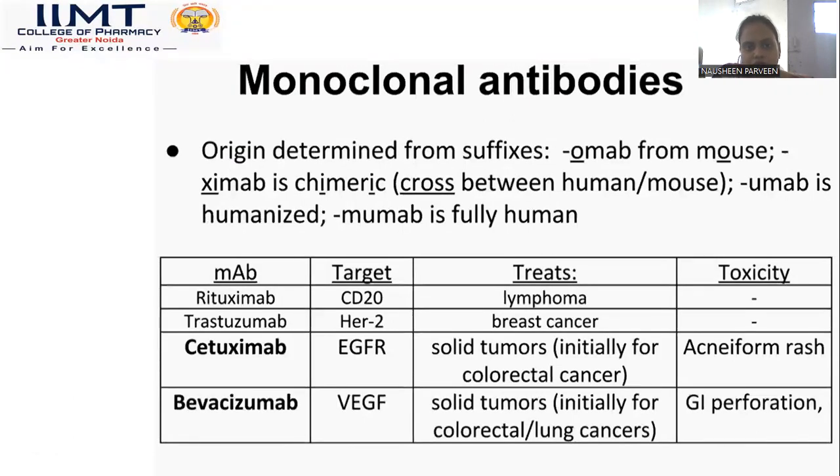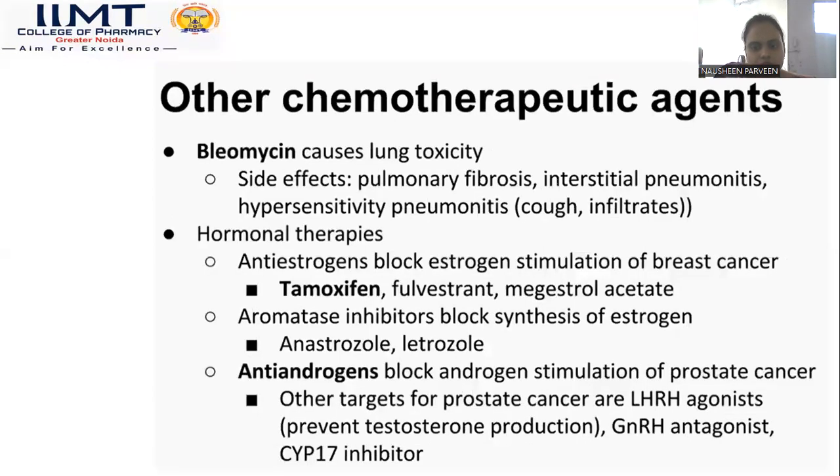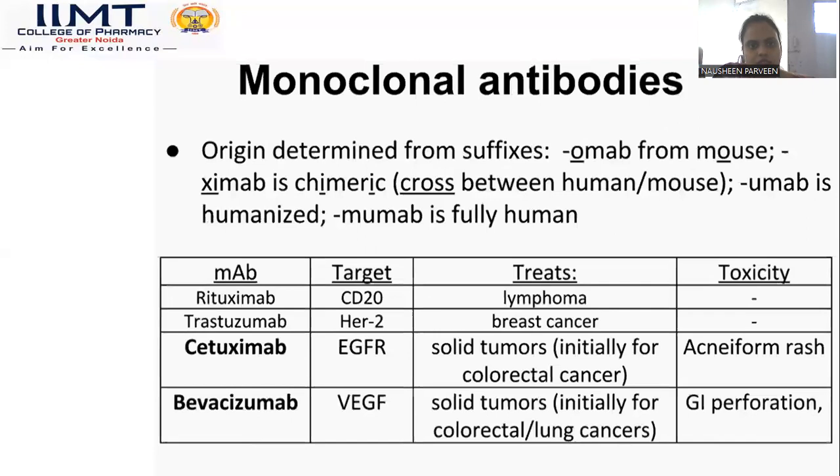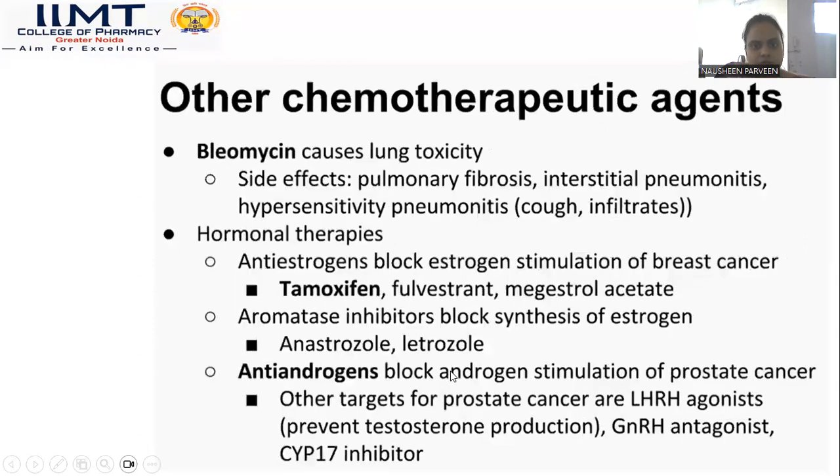Next are monoclonal antibodies. Origin is determined from the suffix: -omab is from mouse, and -ximab is chimeric. Rituximab targets the site CD20. Treatment: lymphoma. And these are the other chemotherapeutic agents.